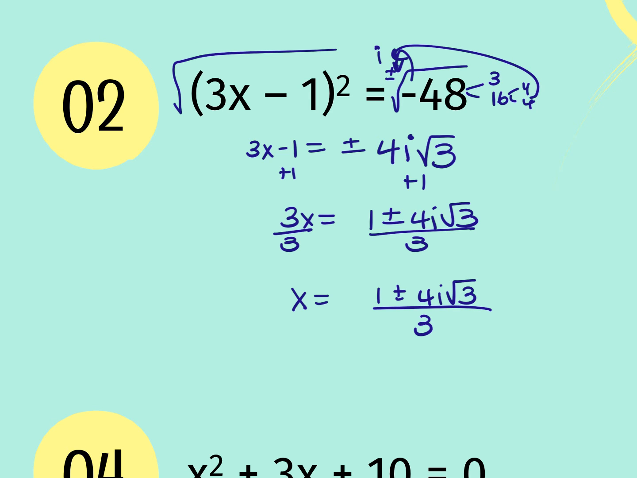And that is a fine format to leave your answer in. Okay, you will also see it split up like 1/3 plus and minus 4i root 3 over 3. You also see it like that. Those are both right. In my opinion, I will leave it like this because it's less work. And it's still right. Questions on those?